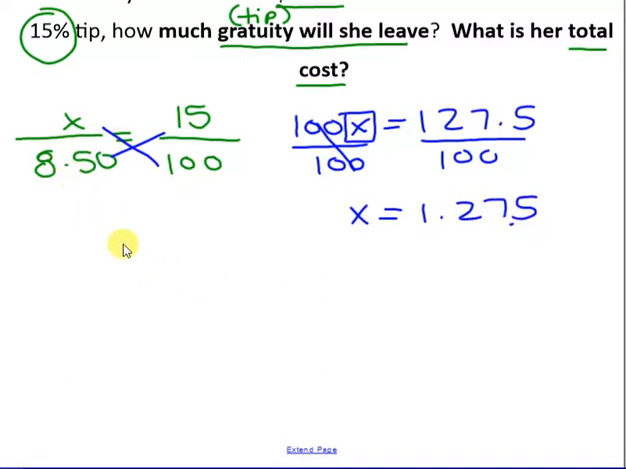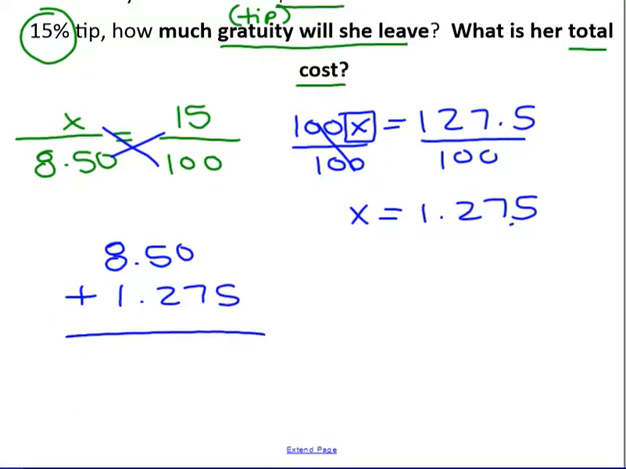So I'm going to take the total cost here, which was $8.50, and I'm going to add the gratuity, 1.275, which gives 9.775. Now, this is going to be the total cost, but I need to round it because I have 3 numbers after the decimal and I only need 2. This 5 is going to tell this 7 to go up. So the total bill is going to be $9.78.